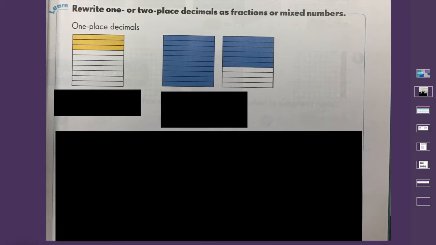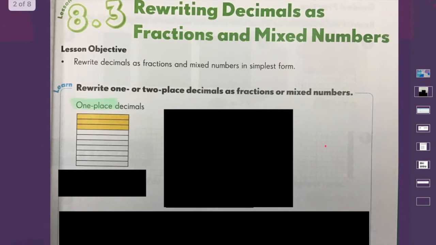Okay, so our first task is going to be to rewrite 1 or 2 place value decimals as fractions or mixed numbers. We're going to begin by looking at 1 place decimals. By looking at this decimal being represented down here, we can see that this is our whole. And so what part of the whole is shaded? Well, we have these 1, 2, 3 longs, and there are 4, 5, 6, 7, 8, 9, 10 in all. So we can see that this decimal being represented here is 3/10.